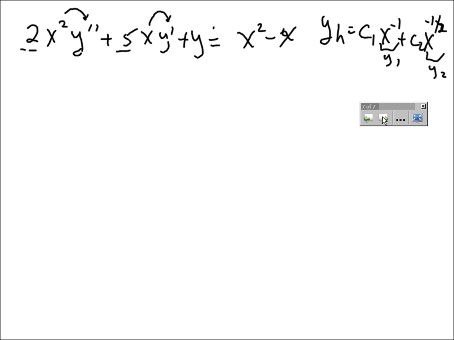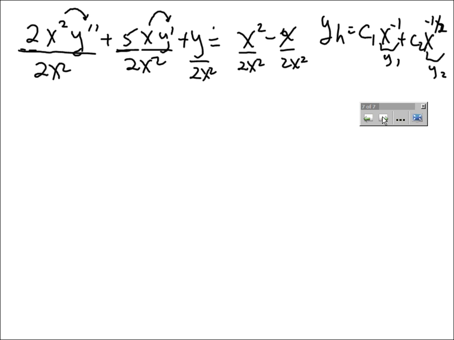The first thing, and this is very important, to use the system that we used before to solve these, the equation has to start off with y double prime, or y triple prime. That is, the coefficient of the leading y to some number must be 1. That is, we have to divide by 2x squared.